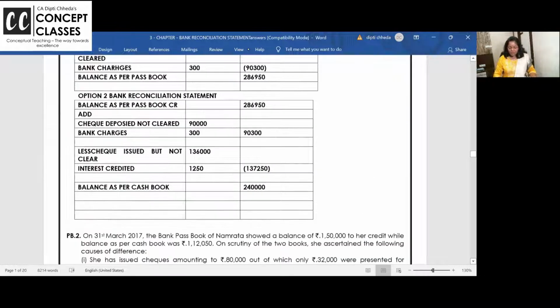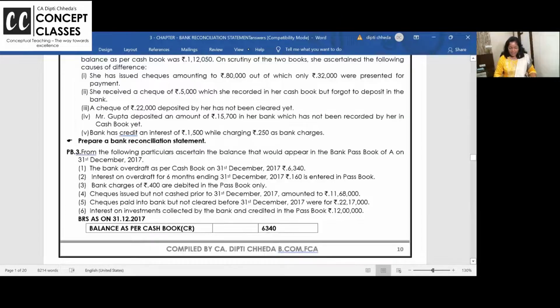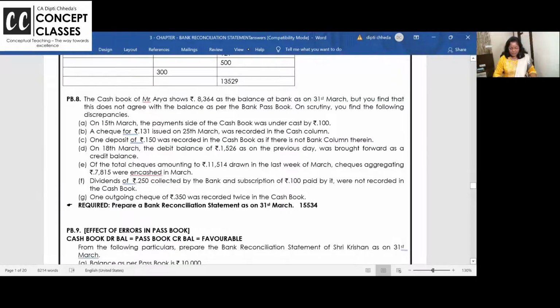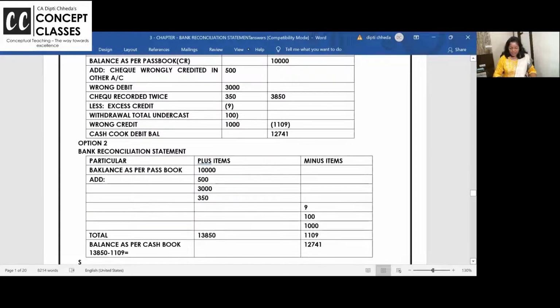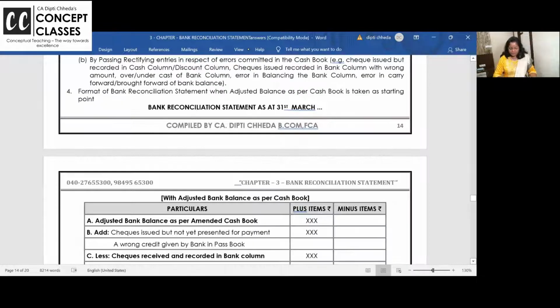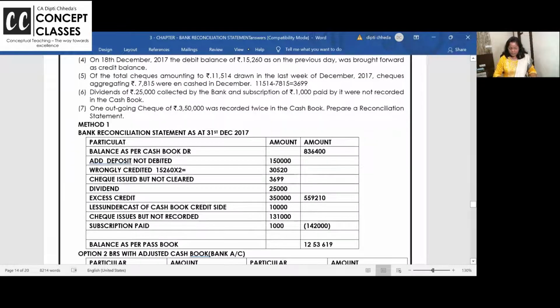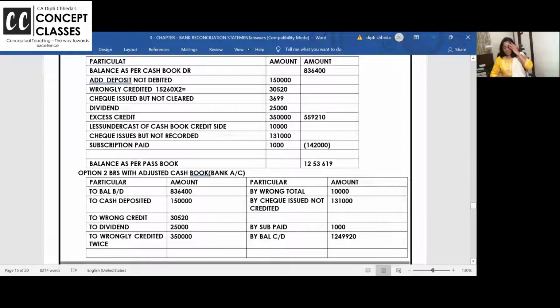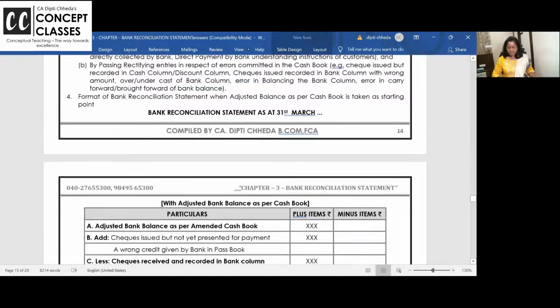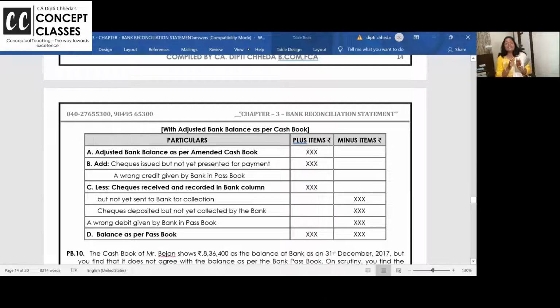So what happens exactly? I have solved the same problem with the normal BRS and also with the adjusted cash book, so that you come to know. Now look at the screen. We say adjusted cash book, but actually it is the bank account in our books. I hope you are getting it.